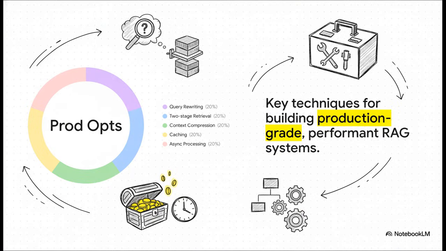And of course, for any of this to be useful in the real world, it has to be fast and efficient. So engineers have a whole toolbox of tricks to optimize performance. Things like automatically rewriting a user's messy query to be more precise, or compressing the context it finds so it can feed more useful info to the AI. These are the kinds of optimizations that take a RAG system from a cool experiment to a rock-solid, production-ready tool.